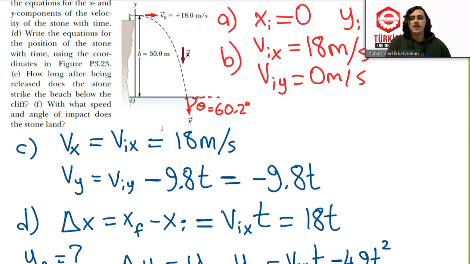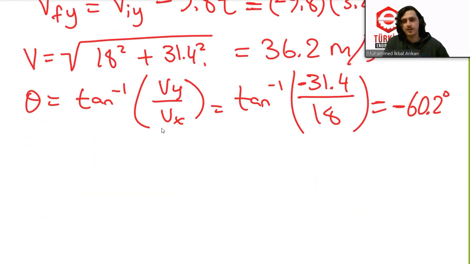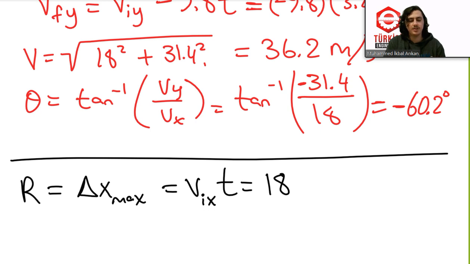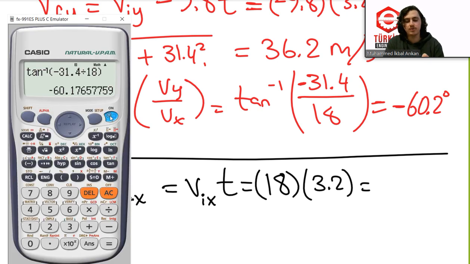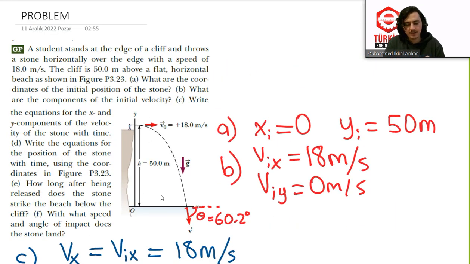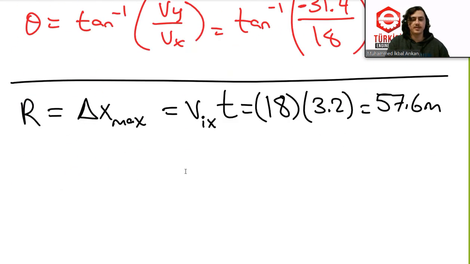This is the idea. I will add just a new part, let us calculate the range. How can I calculate the range, which is delta x max here? I will use v initial x multiplied by time. I know that my initial velocity is 18 and our final time is 3.2, so I can calculate the horizontal distance between these two points. So the range is 57.6 meters. From this point to that point, our range will be equal to 57.6.